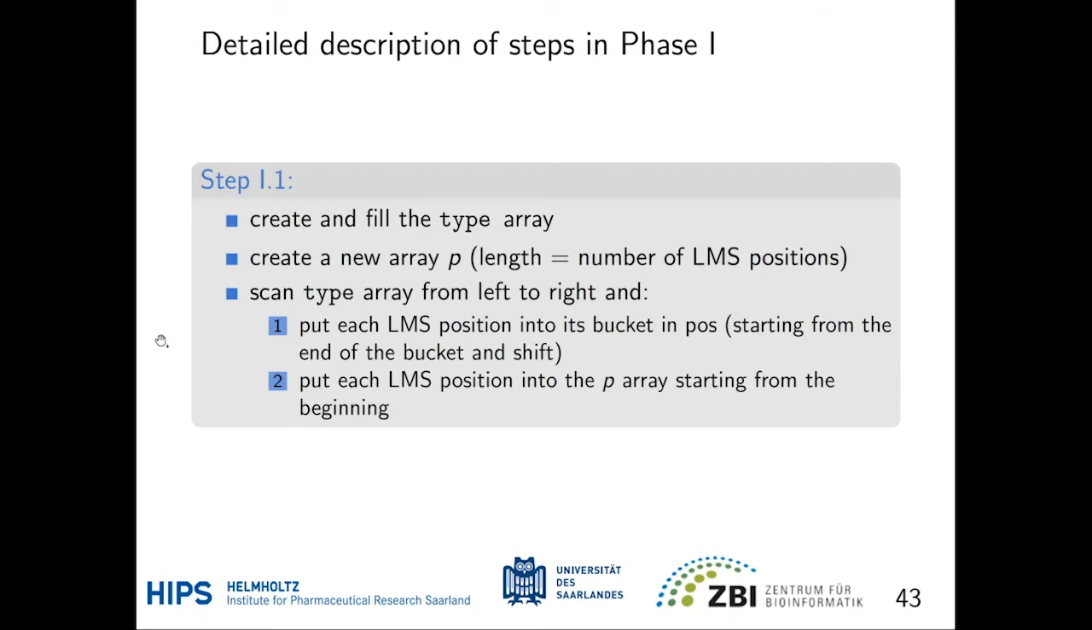So in the array P, we just store LMS positions, and in the suffix array, the LMS positions are sorted into the correct buckets, which means that their substrings of the LMS suffixes of length 1, corresponding to the first position of the suffix, are at least sorted correctly.